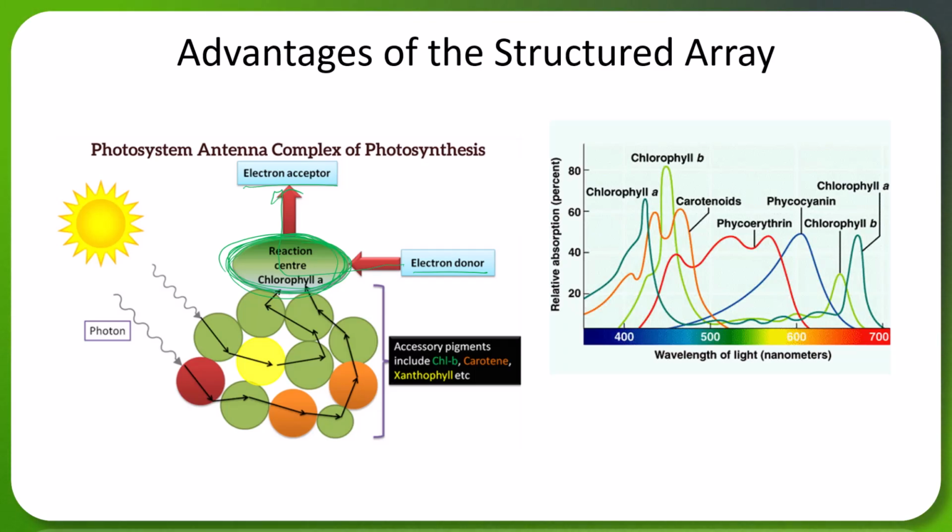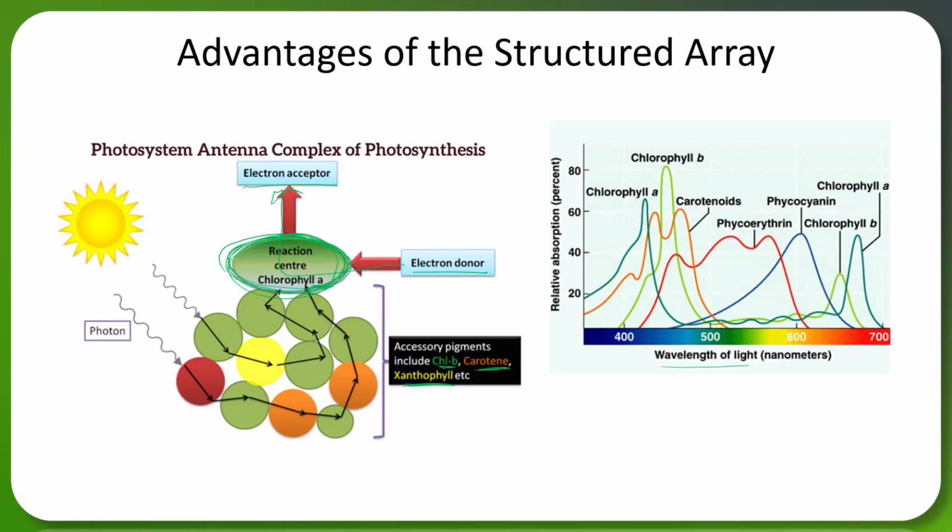There are all kinds of accessory pigments. You'll see that there is chlorophyll A in the reaction center. There are accessory pigments like chlorophyll B, carotene or carotenoids, xanthophylls, anthocyanins, phycocyanins, etc. All of these pigments, and we've seen this type of graph before, are really good at specializing at one particular frequency of visible light.